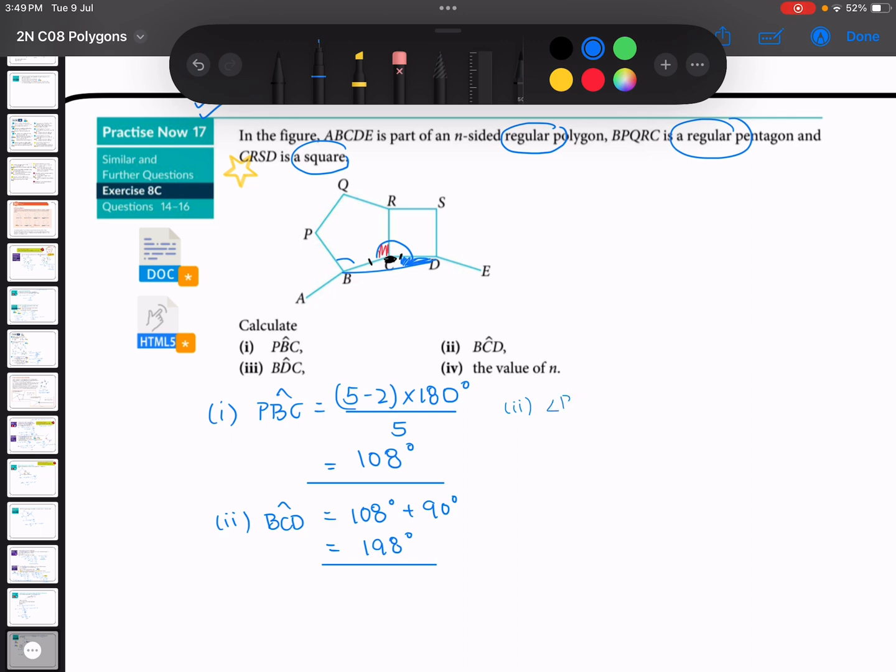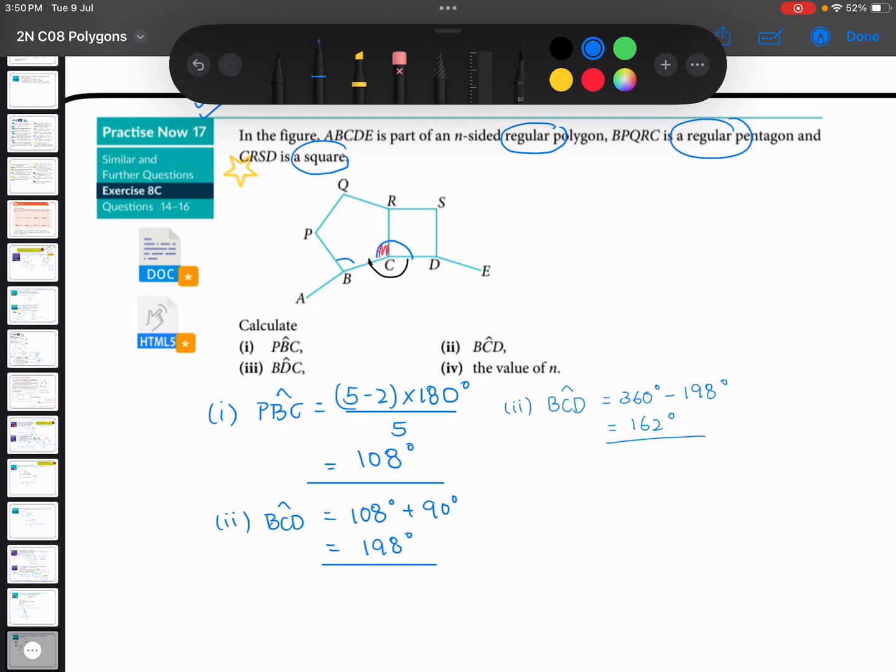Angle BCD. Oh, they asked me for BCD. What am I doing? Wrong. Let me draw properly. They asked me for BCD. So sorry. So BCD equals 360 minus those two angles. 162 degrees. Okay, so 162 happens to form the interior angle of whatever polygon it is.